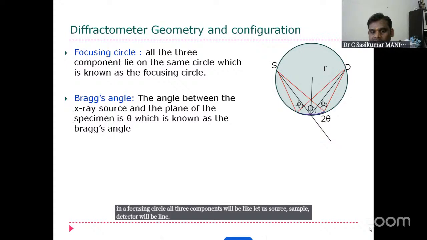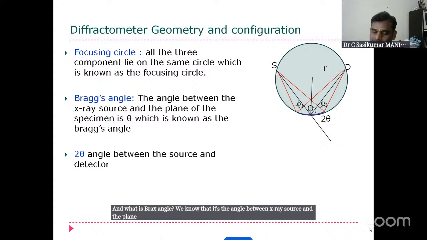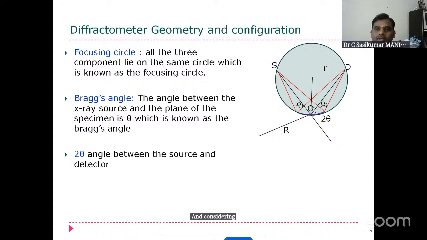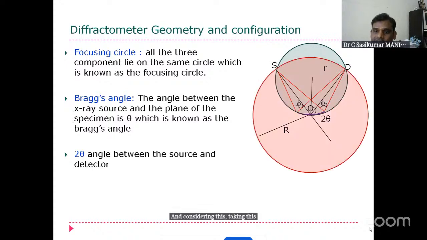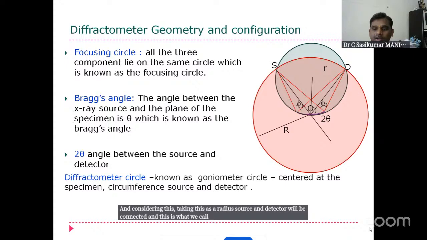And what is Bragg's angle? We know that it's the angle between the X-ray source and the plane which is incident to that. And taking this as a radius, source and detector will be connected, and this is what we call diffractometer circle, or you call this goniometer circle. So the goniometer circle is the one which is centered where the specimen will be at the center, and at the circumference you can see the source and detector.